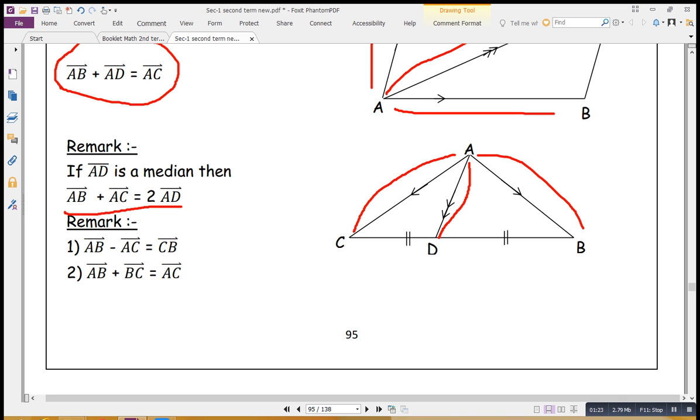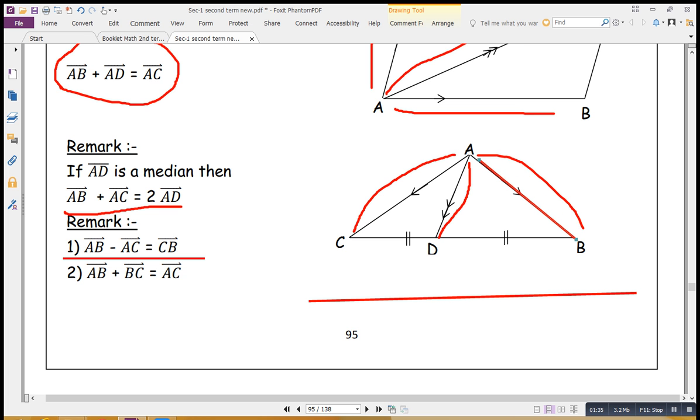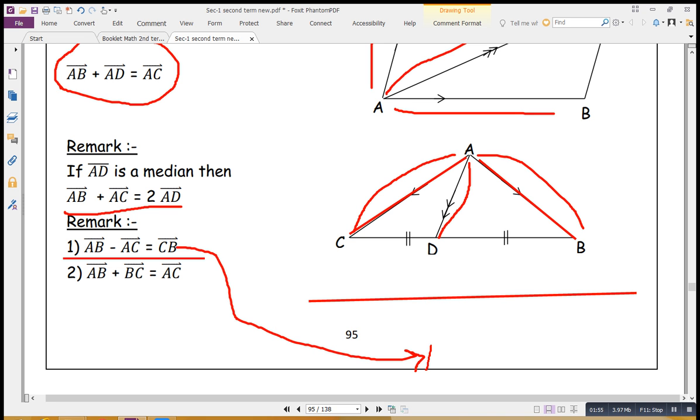Then remarks about the triangle. Remark number 1: if we have a triangle ABC, then AB minus AC equals what? It equals CB. So AB minus AC equals CB. And as we talked before, we can write it like this: AB as a vector minus AC. How can we get rid of this minus? We can make it plus, but it will be CA, not AC. If you want to change this sign to plus, we reverse the letters. It will be CA, not AC.